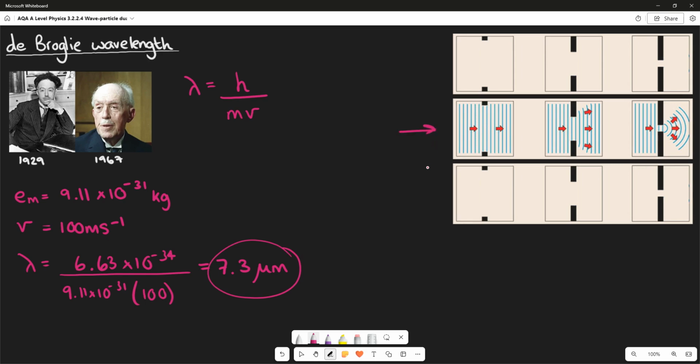So in this situation here, if this gap was equal to the wavelength, then you would get the electron behaving like a wave. If the electron was moving faster or slower, then you would need a different size gap to get it to exhibit that behaviour.